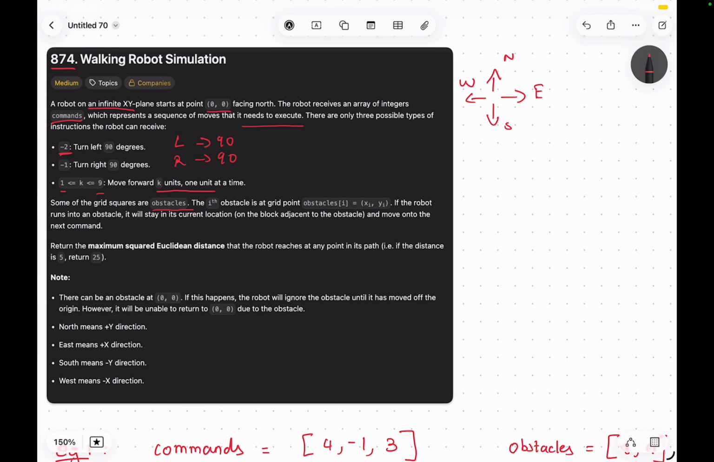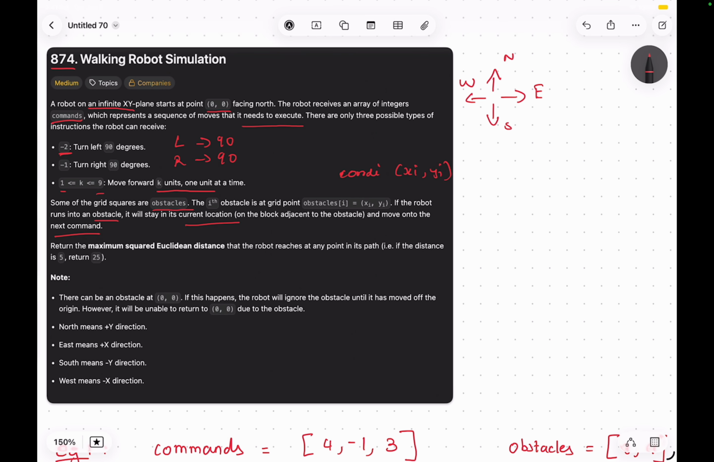The ith obstacle is at a grid point, obstacles[i] equals xi, yi. What this indicates is there will be a coordinate xi and yi, and this is an obstacle. If a robot runs into an obstacle, it stays in its current location. We are moving one unit at a time, right? So when we are facing an obstacle, it stays in the previous position. It will stay at the current location and move on to the next command, and based on the next command it moves.